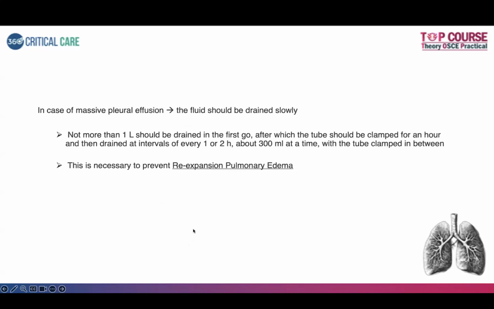In cases of massive pleural effusion, the fluid should be drained slowly. There should not be more than 1 liter drained on the first go. If at all by mistake this has happened, you need to clamp it for an hour, then drain it every 1 to 2 hours, about 300 ml at a time, with the tube being clamped in between.